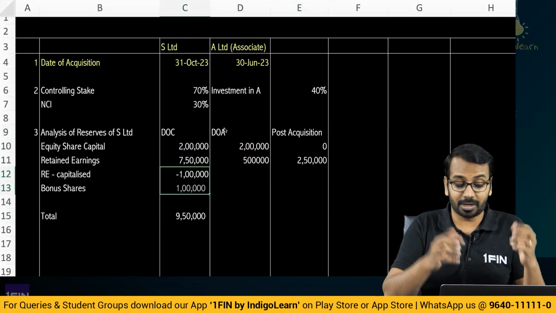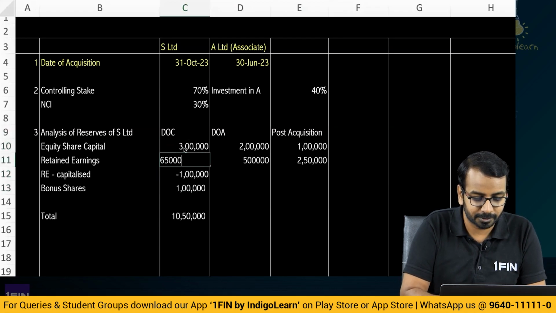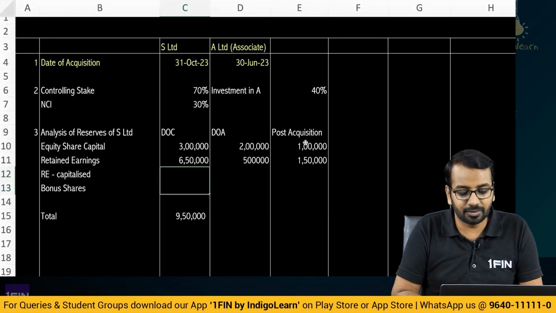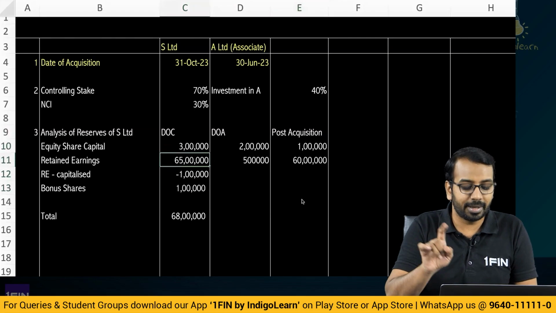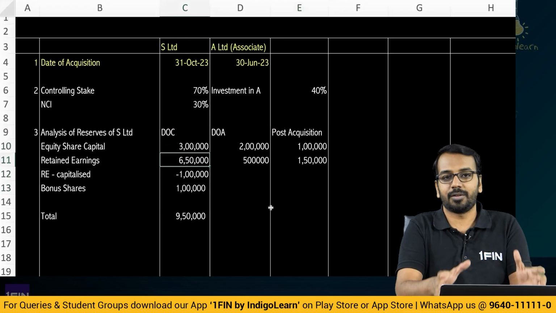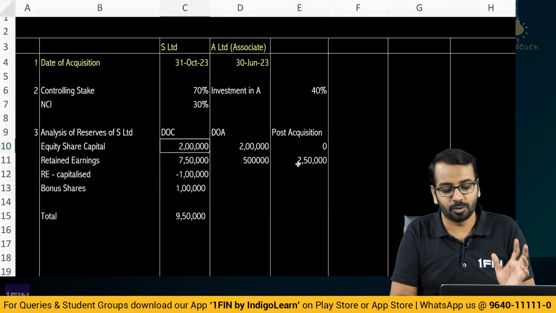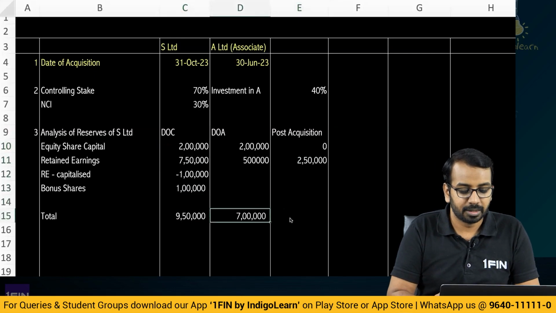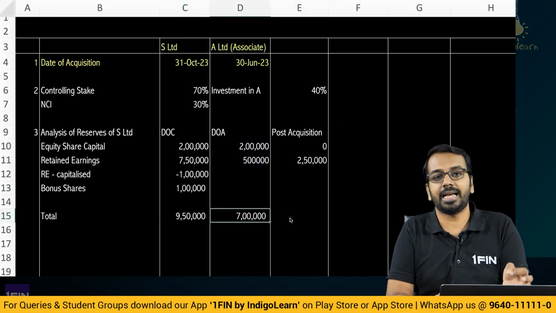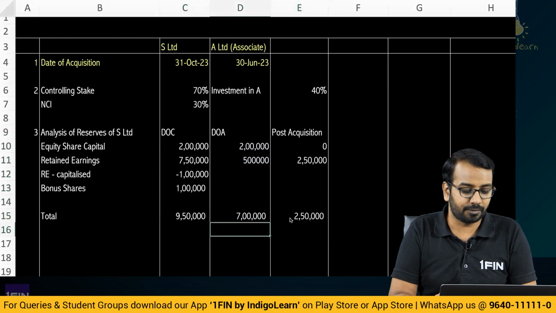Now, some of you are smarter. Sir, what if we write 3 lakhs here and 6,50,000 here and don't show this? Even then the post acquisition becomes 2,50,000. So, what I suggest is don't make it complicated. You do it in a simplified manner so that you don't have any problem in the examination. Okay. So, 2,50,000 is the post acquisition profit. On date of acquisition, the net assets is 7 lakhs, and post acquisition profit is 2,50,000.